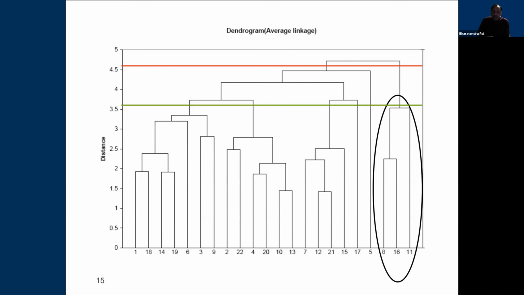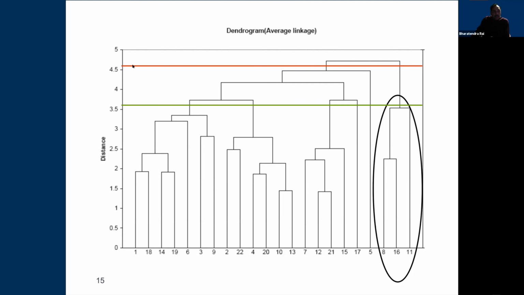And it could not find any place in any of the clusters till a distance of 3.6. Same thing with number 5. And then the last one consists of companies like 8, 16, and 11. So we have 1, 2, 3, 4, 5, 6 clusters at a height of 3.6.